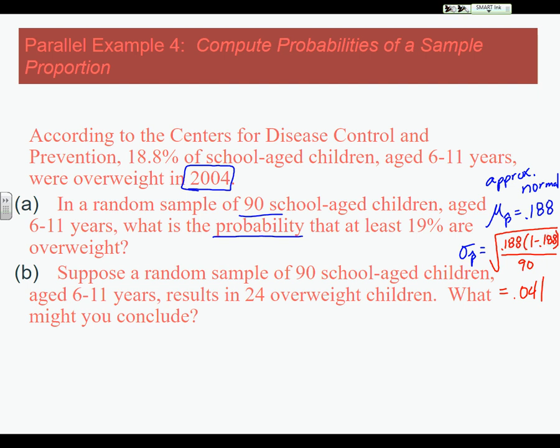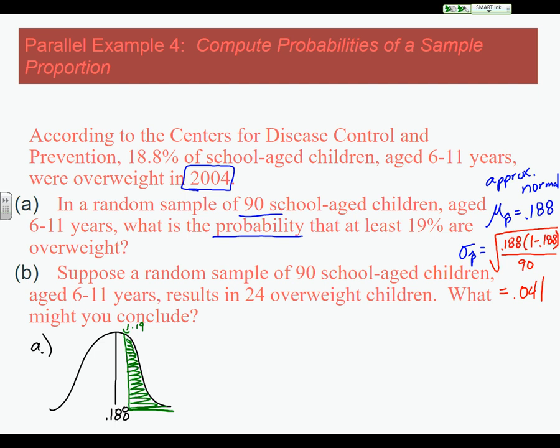Okay. So I did all that preliminary. I did my shape, center, and spread. That's just something good to get out of the way. Now I'm ready to tackle part A. I want to know the probability that at least 19% are overweight. I keep leaving that off. So I expect to get 18.8% to be overweight. But I want to know the probability that I get, so here, this line right here is my 19%. I want to know the probability that I get at least 19%, so something bigger than 19%, something over here.